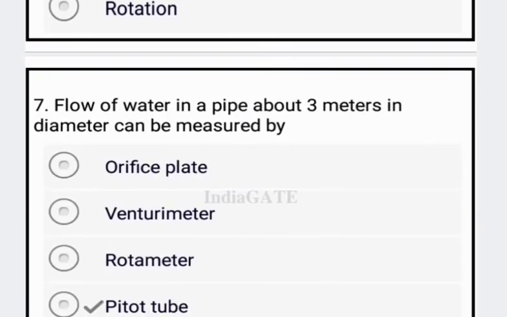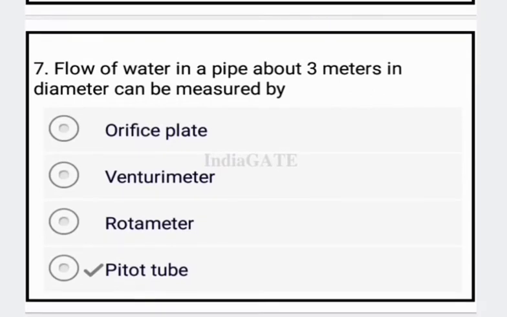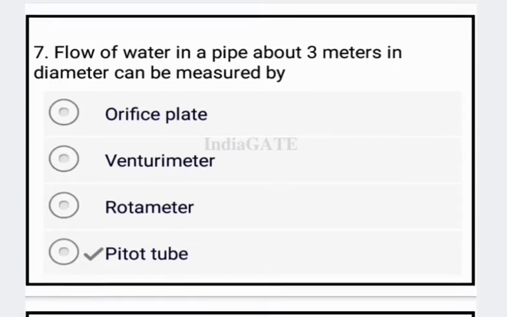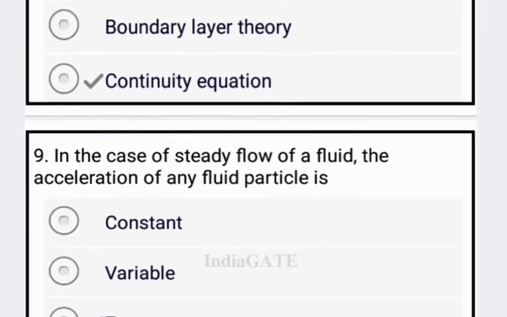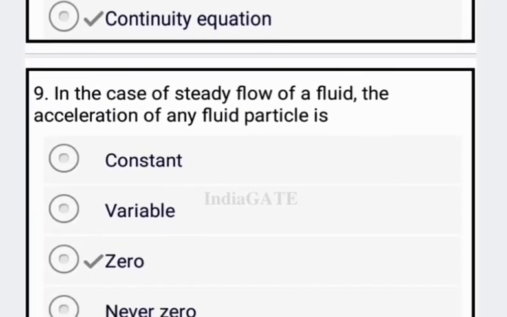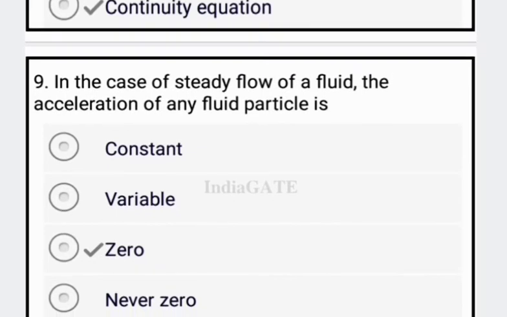Next question. Flow of water in a pipe about 3 meters in diameter can be measured by. So the correct answer is option D, pitot tube. Next question. An ideal flow of any fluid must satisfy. So the correct answer is option D, continuity equation. Next question. In the case of the steady flow of a fluid, the acceleration of any fluid particle is. So the correct answer is option C, 0.